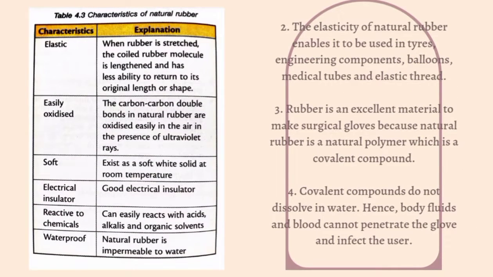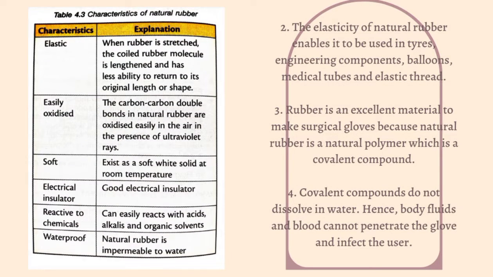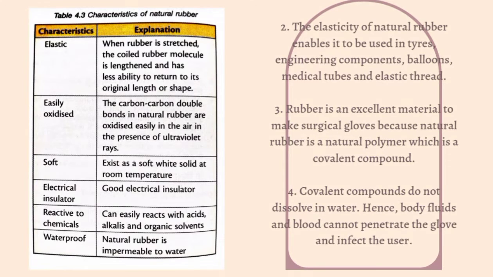The elasticity of natural rubber enables it to be used in tires, engineering components, balloons, medical tubes, and elastic thread. Rubber is an excellent material to make surgical gloves because natural rubber is a natural polymer which is a covalent compound. Covalent compounds do not dissolve in water, hence body fluids and blood cannot penetrate the gloves and infect the user.